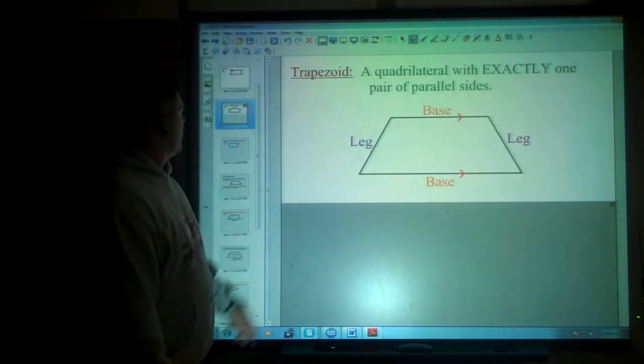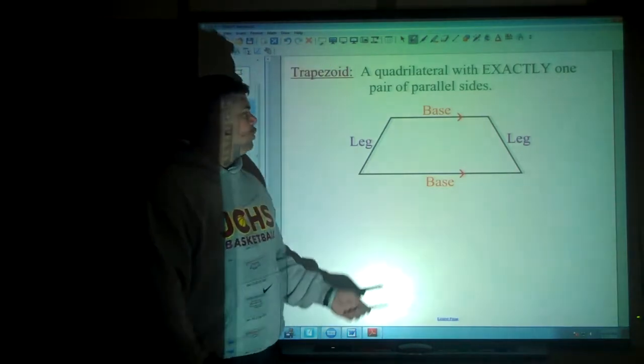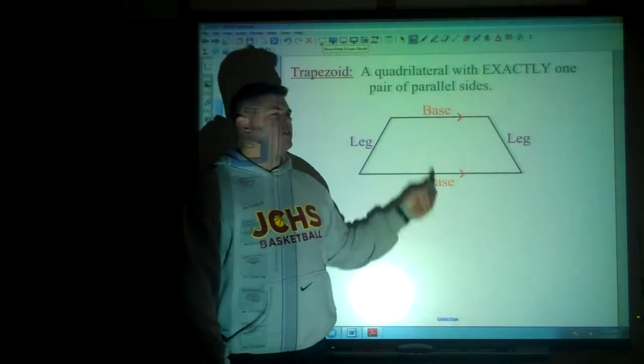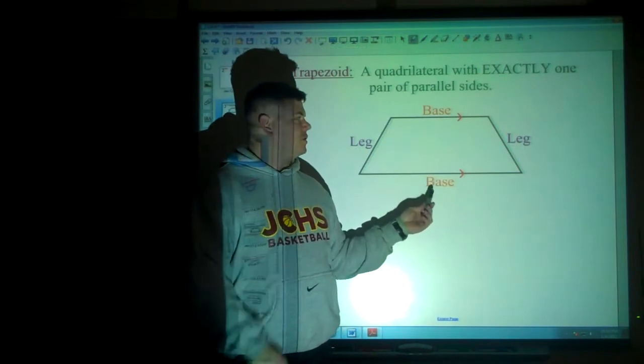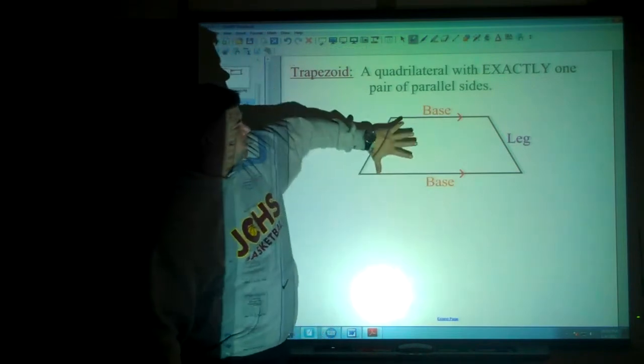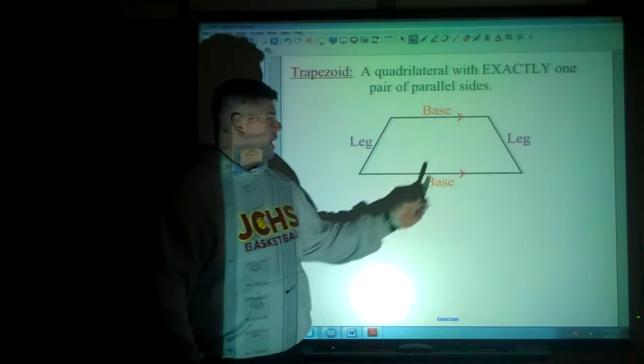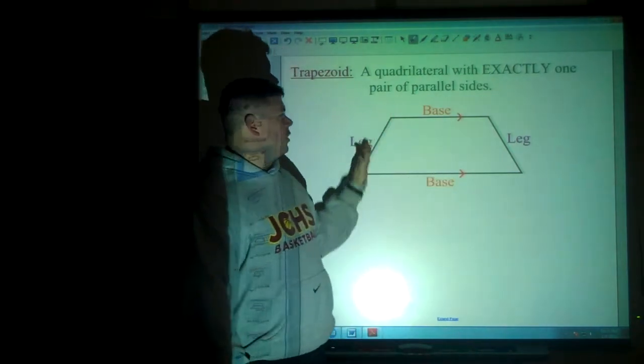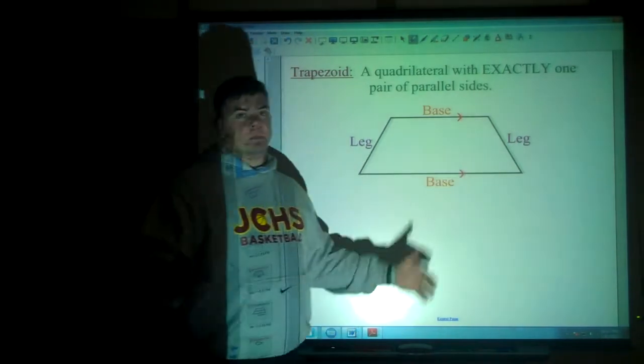We talk about the trapezoids themselves, and the two parts that are parallel to each other are known as the bases. And it doesn't matter which one you refer to as base 1 or base 2, because the trapezoid itself can flip upside down. But they will be parallel. The bases are parallel to each other. The parts on the sides are known as the legs, and they may or may not be congruent to each other.